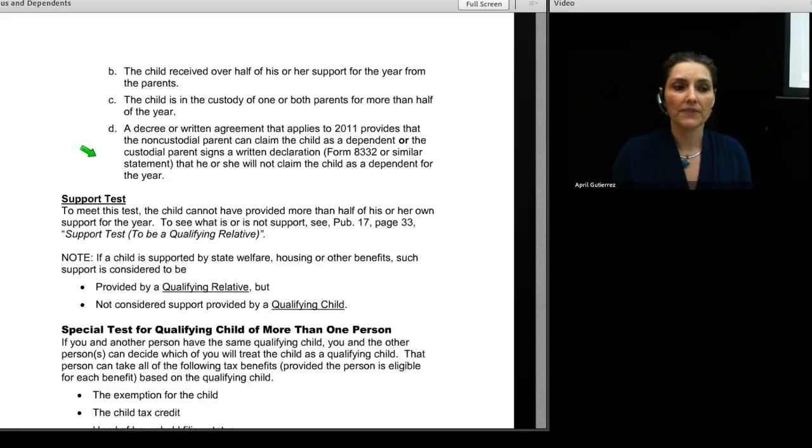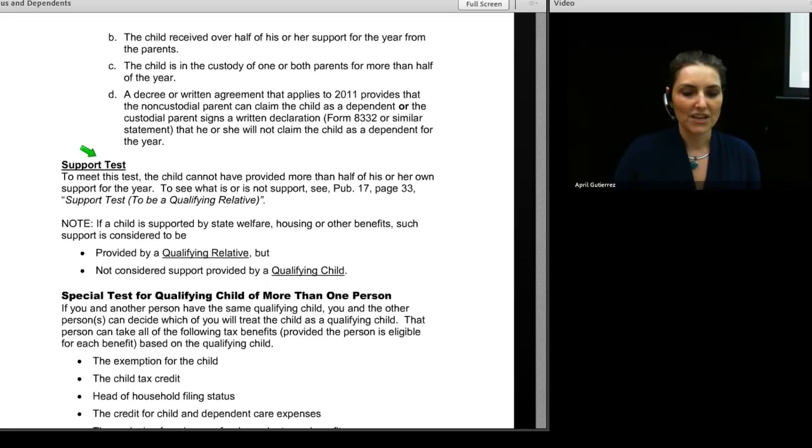Now, I have to point out that if you are in a divorce or separation situation, or even if you were never married, the fact that the custodial parent has released your child's exemption to you does not make you head of household. It just entitles you to that child's exemption, because to be head of household, the child would have to live with you for more than half the year. So don't go getting these tests mixed up.